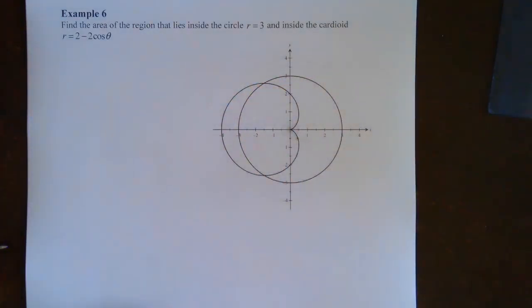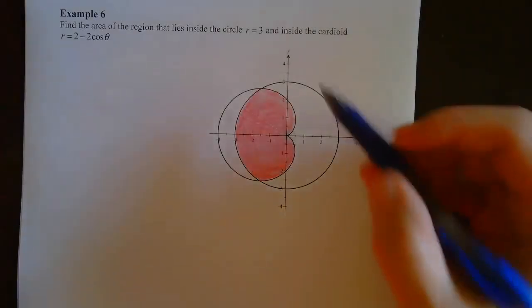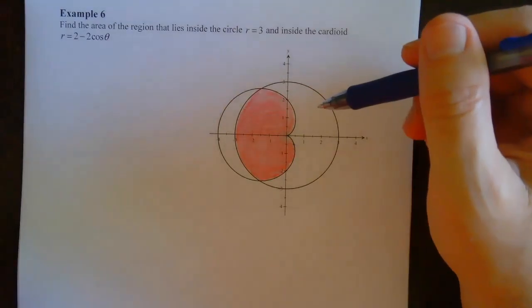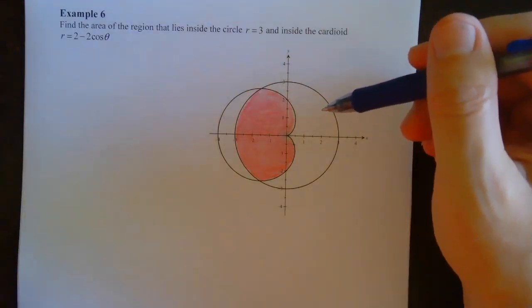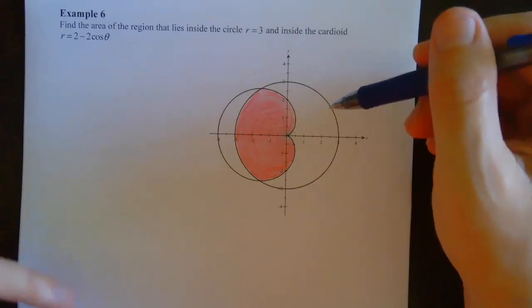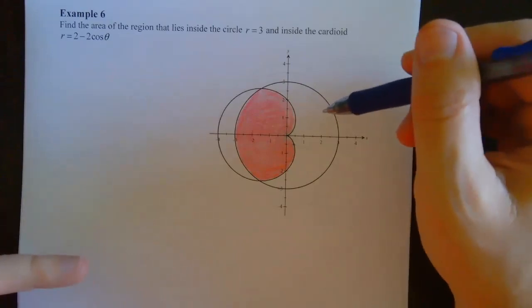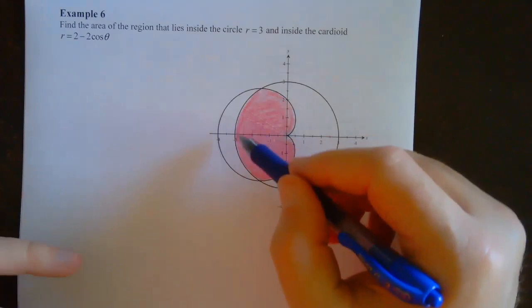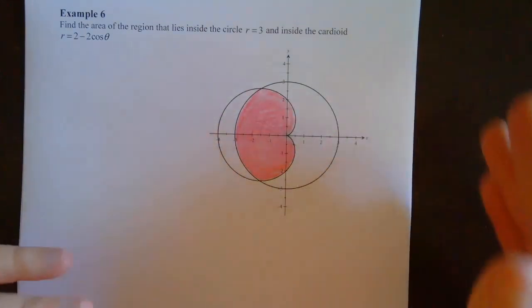Let me pause it and shade it. So what we're talking about is this red region. In this case, we're looking at the area in between the curves, but there's no area between the curves. It's just completely inside one or the other. Like this one was between two curves, but there's no curve in between here, because you're inside of both.